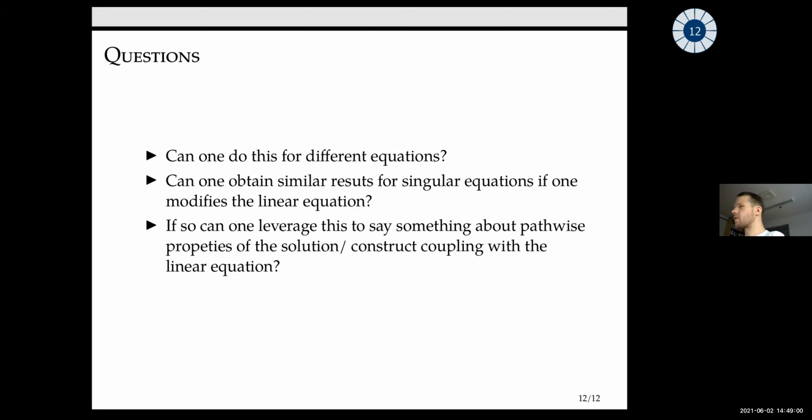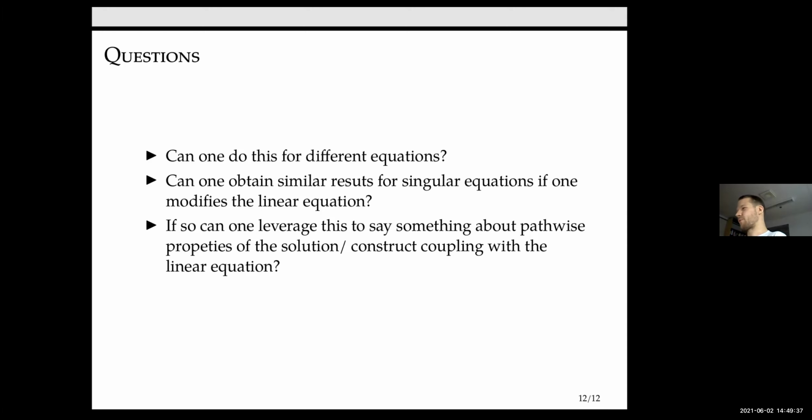So yeah, I think okay, I can come to some questions for Jeremy. So what kind of equations can you do this for? Do they need to be heat type equations, or parabolic equations, or can you do this for wave or for something else? And can you do something where you expect a singularity with respect to the linear equation, if you modify the linear equation?